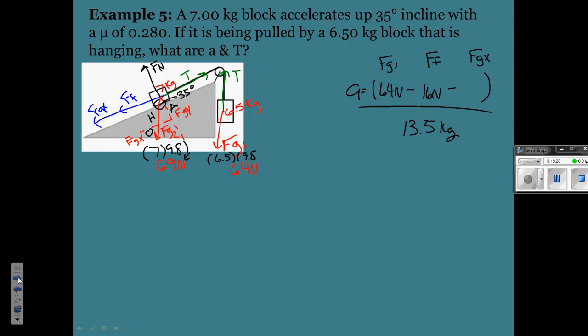So I've gotten my F of n and my F of f. My F of f is 16 newtons. I just calculated that. Now I want to find my F of gx. My F of gx is my x component. My F of gx is the opposite side. So I am going to use sine of the angle, which is the opposite over the hypotenuse. When I rearrange, I'm solving for my F of gx, which is also my O. And so I'm going to take 69 newtons times sine of the angle, which is 35 degrees. I said 65, I meant 69.